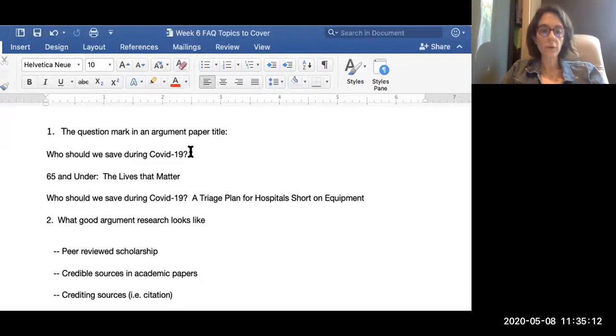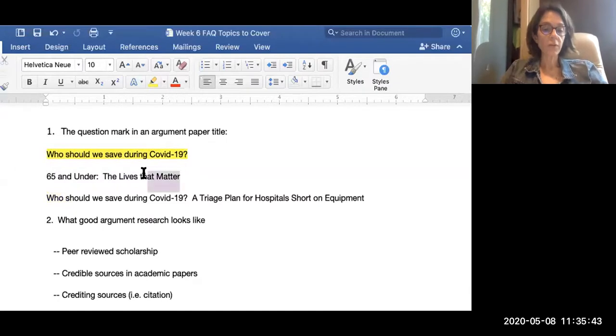Now, this is my own title because I don't want to highlight any students who might feel uncomfortable. But I saw a lot of question marks in the title of our position papers this past week. So when we look at this title, Who Should We Save During COVID-19? It's certainly thought-provoking, but it doesn't give the perspective of the writer, right?